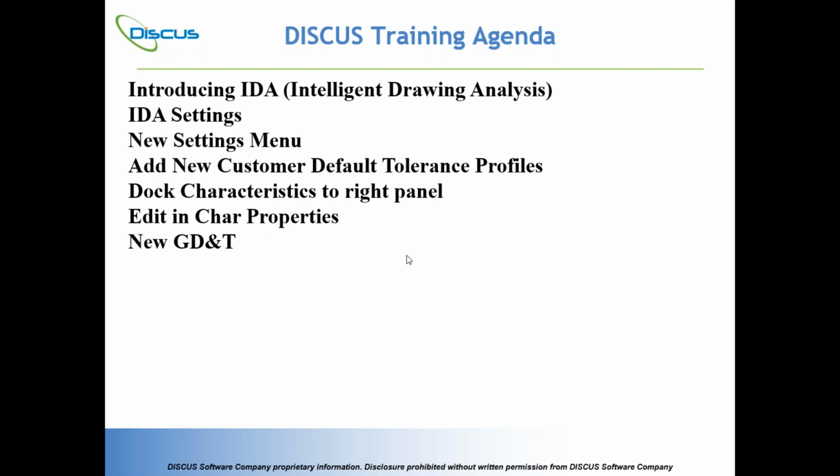Now, for the characteristic properties, there's a way to dock that over to the right. That's pretty nice too. There's a new kind of edit I want to show you, and a new GD&T toolbar. I want to show you that as well. Those are the main features of this. But as I go through this, I'm going to show you some of my best practices. I've learned the hard way.